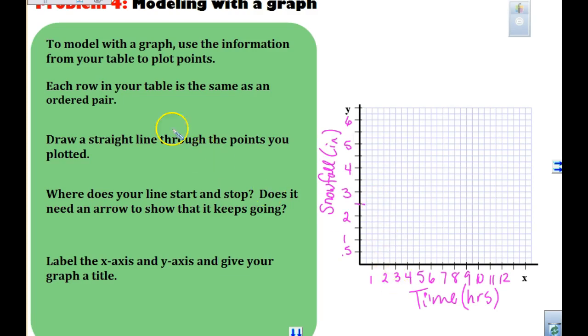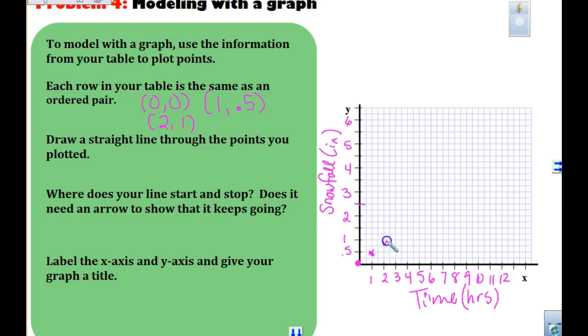So now we want to go back, and it says each row in our table is the same as an ordered pair. So our first numbers in our table were 0, 0. So I start at 0, 0. The next one was located at 1 on my table to 0.5. That means I'm going to go over 1, and I'm going to go up to 1/2. The next one I'm going to graph is at 2, 1. So please plot all those points.